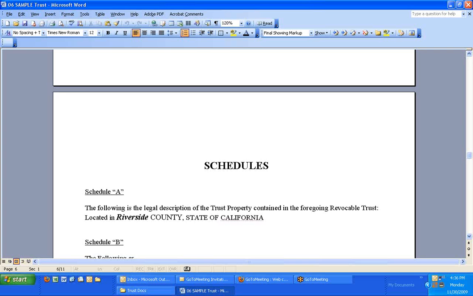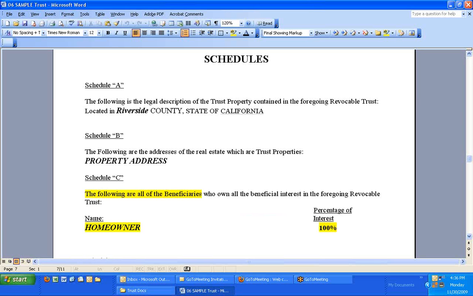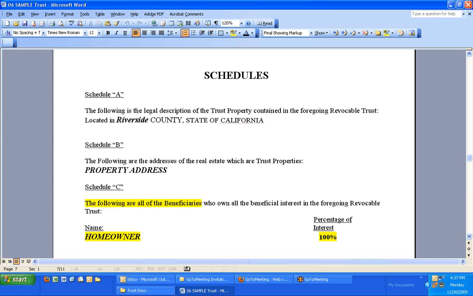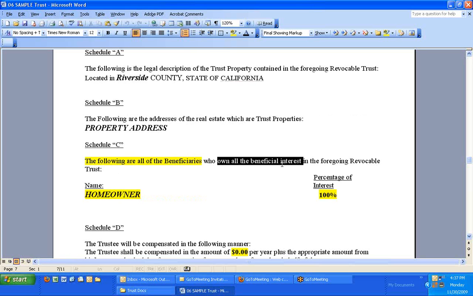This is a Schedule A, B, and C. The schedule just basically gives the description of the trust property. That's the only property that's involved in this trust here. That's the address of the house, and the legal description and the address of that. Schedule C talks about these are the beneficiaries who own all the beneficial interest in the foregoing revocable trust. In other words, the homeowner is going to be the beneficiary, and they own 100% interest in the trust.